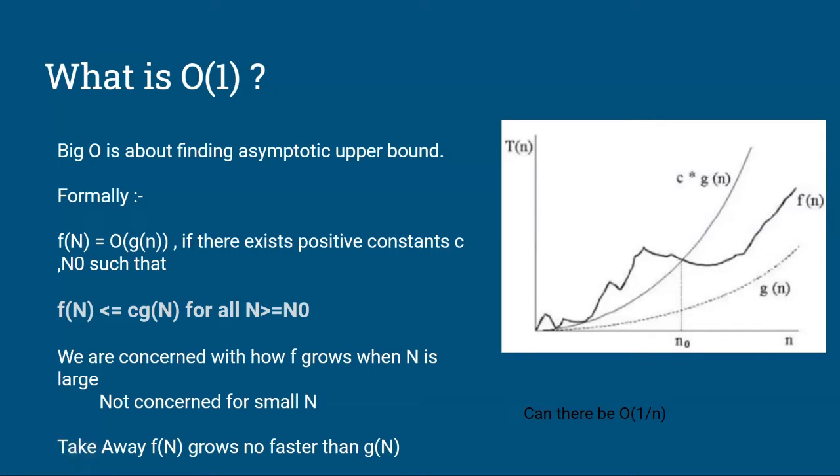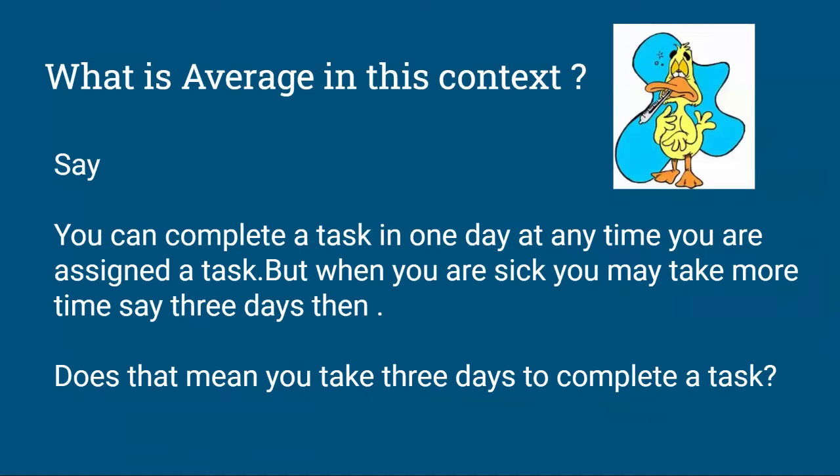And a small food for thought for people who are new to this concept: can you think of a reason whether O(1/n) can exist or not? If it does, why? If it doesn't, why not?